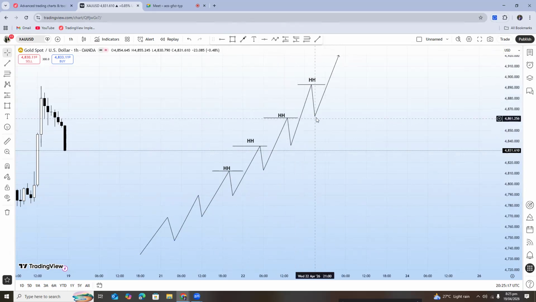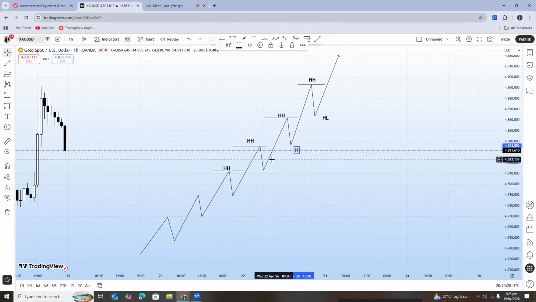Now, right beneath the higher high is what we call the higher low. Higher low. This one is called higher low. Higher low.